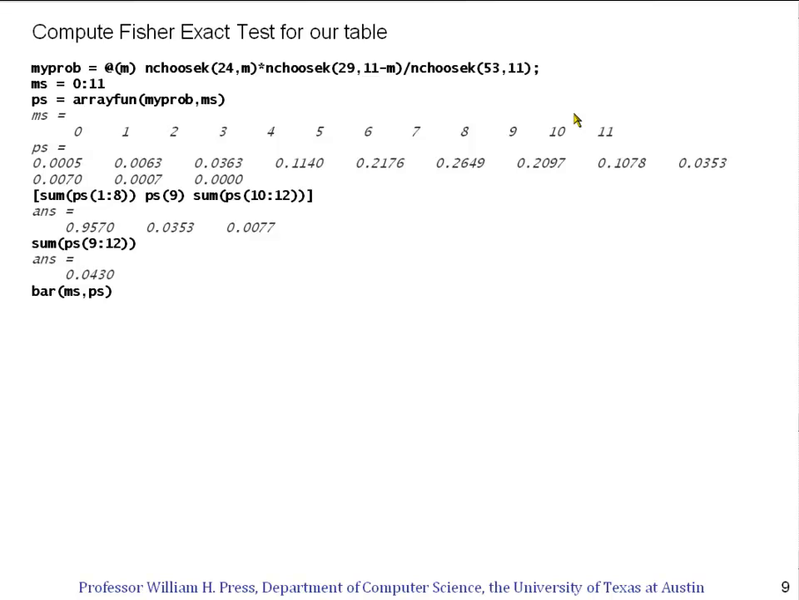So here's Fisher's exact test for our table. I'm going to define the probability function to be this hypergeometric probability, which now depends only on M, because I've put in these constants that came out of that particular table with 8 and 3 and 11 and so on. And I'm going to want to evaluate this hypergeometric probability on the integers from 0 to 11. So here, using array function, evaluate this function on this vector.